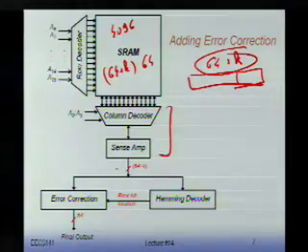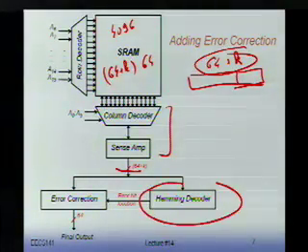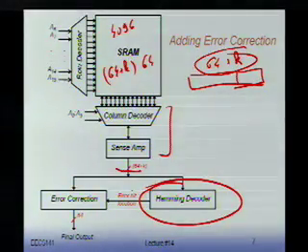Then, these bits are coming out when I do a readout. They go to the column decoder, then to the amplifier, and I get 64 plus k bits. We feed this through a decoder. The decoder is going to look at the 64 plus k bits and detect if there's an error and where that error happens.